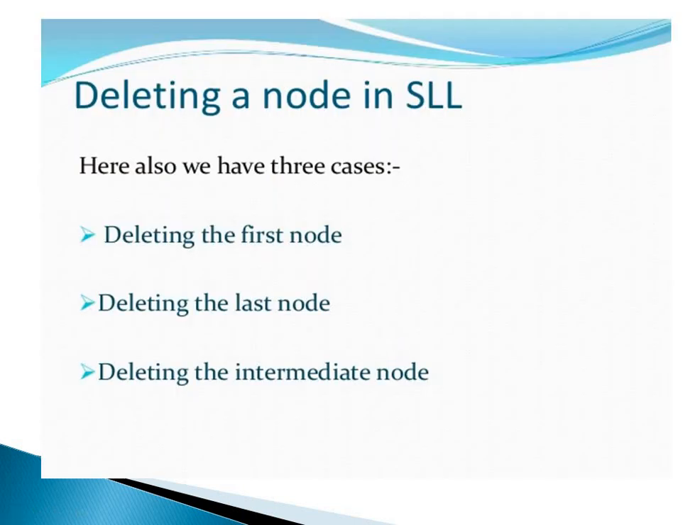Now, how to delete an element from the single linked list. Again, the same procedure you have to follow: deleting the element from the first node, deleting the element from the last node, and deleting the element from a particular place, or you can say intermediate nodes.